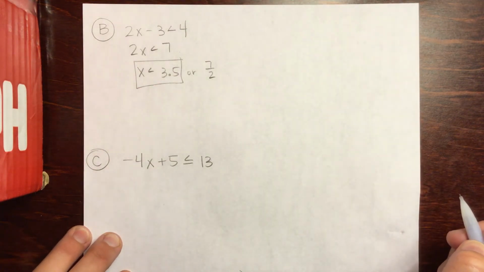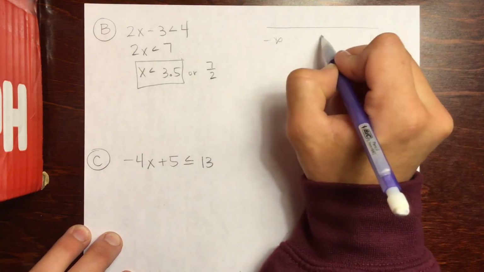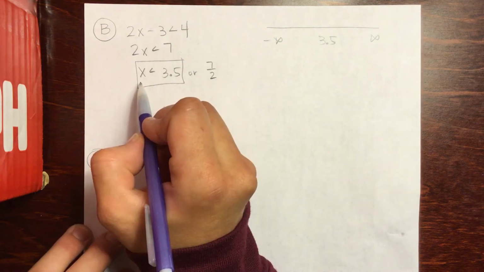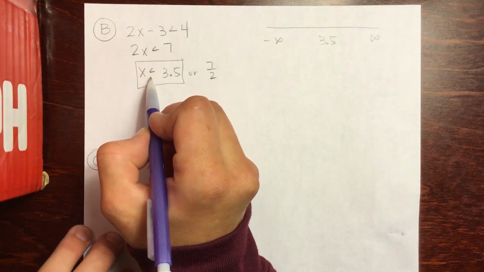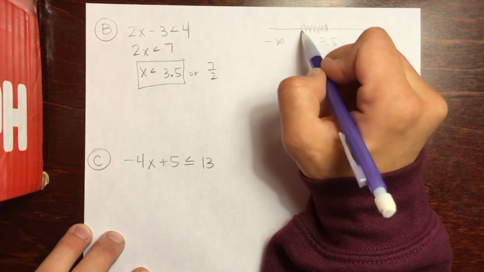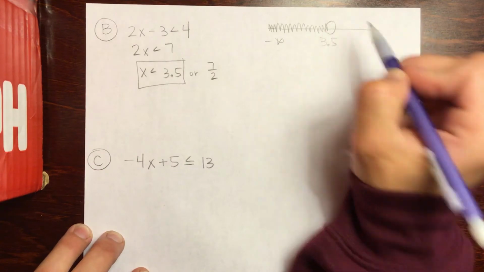All right, now let's plot it on a number line. Number lines go from negative infinity to positive infinity, and the only number we care about is this 3.5 or 7/2. Because x is written before my inequality sign, that means my inequality sign is pointing in the correct direction, so I need to shade to the left. And there's not a line underneath this, so I need an open circle.